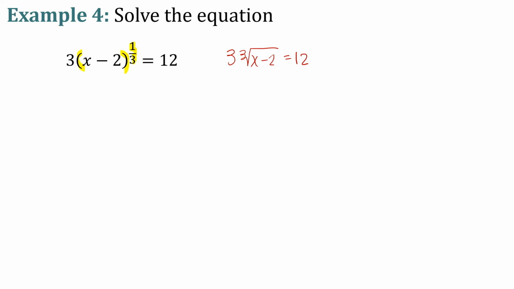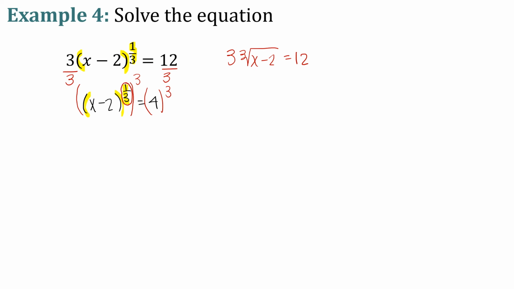And to do that, I'm going to divide both sides by 3. So I have x minus 2 to the 1/3 power equals 4. Now I see that I have my radical isolated. Even though it's written in a different form, it's still a radical. So this time, instead of squaring both sides, I need to raise both sides to the 3rd power, because that is what matches this radical right here.